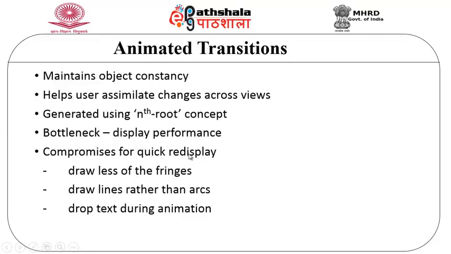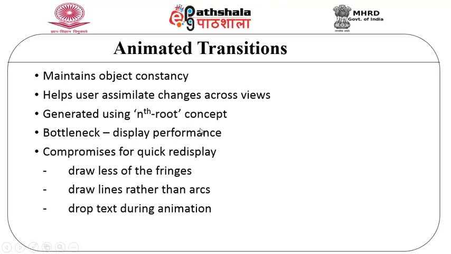So to avoid this, the most direct translation between points is specified and a rotation about the point is made as such. Some of the issues in animated transitions are that we try to maintain object constancy and help the user assimilate the changes across various views as such. So we try to generate using the nth root concept.